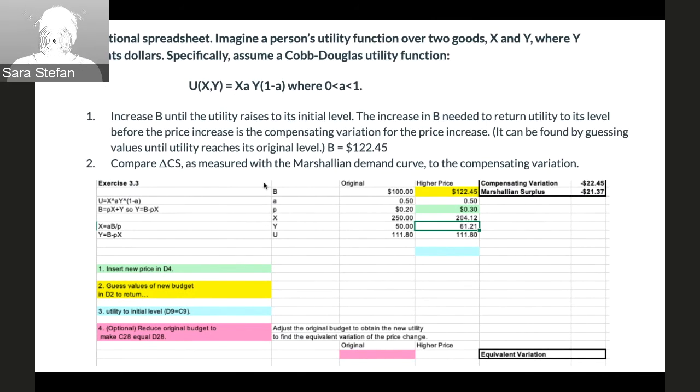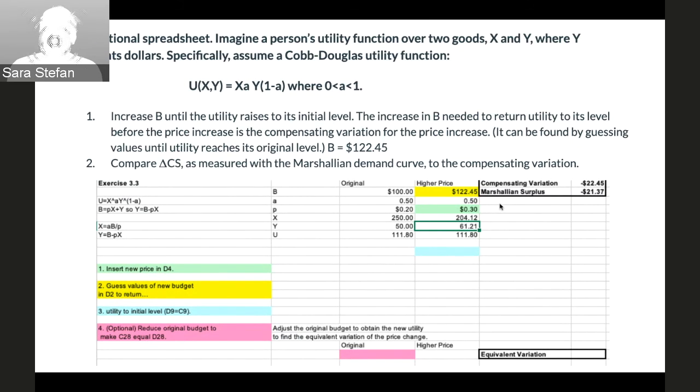And then we compared the change in CS measured with the Marshallian demand curve to the compensating variation. So compensating variation is the higher price, so that's 122.45 minus the original, which is 100, and so that gave us negative 122.45.